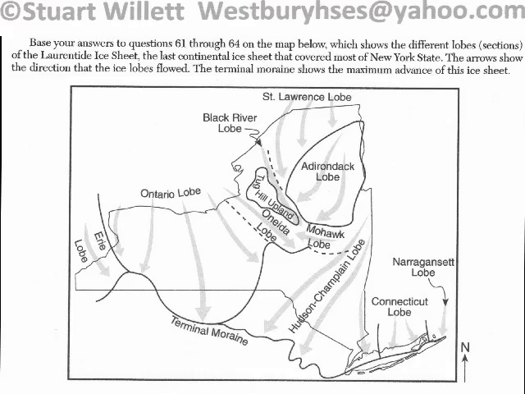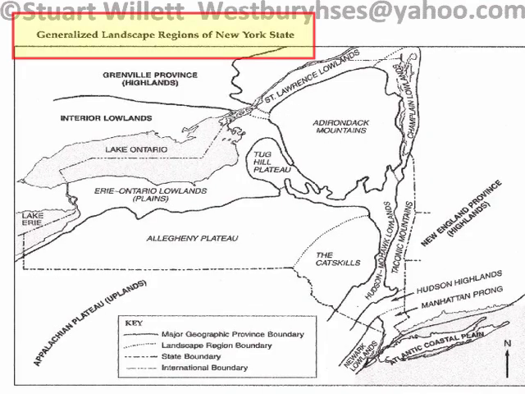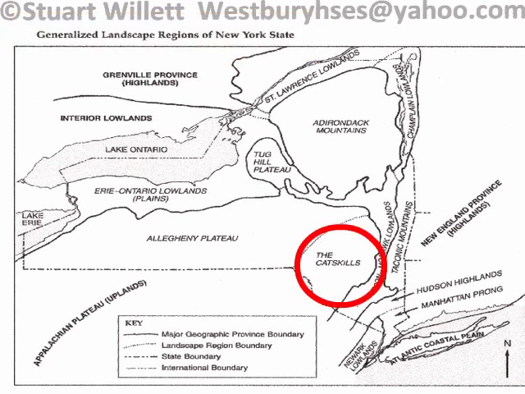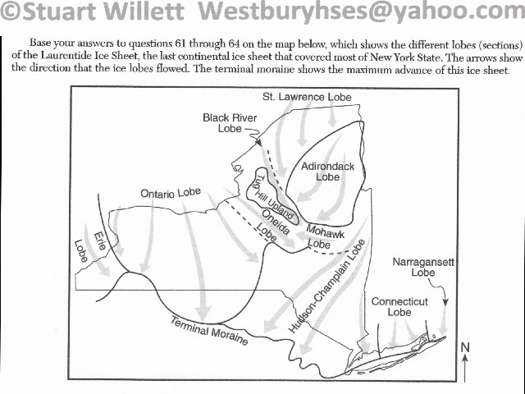According to the map, toward which compass direction did the ice lobe flow over the Catskills? Well, this map doesn't tell you where the Catskills are. If you don't know where the Catskills are, you need to use your Earth Science Reference Table, the landscape region. This is the generalized landscape regions of New York State. The Catskills are right here in New York. So the Catskills are right here.